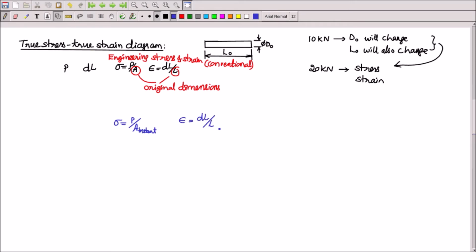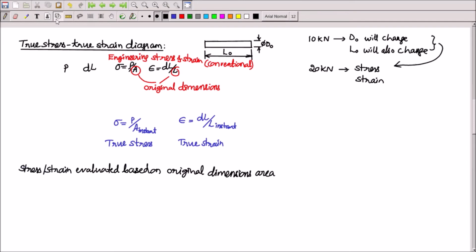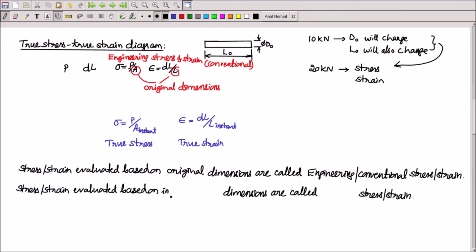Instead of original area and original length, at any load point, if I use the instantaneous values, meaning at that instant what the area is and what the length is, I will get different stress strain values. Those stress strain values are called true stress strain values. So stress or strain evaluated based on original dimensions is called conventional or engineering stress or strain, and stress strain evaluated based on instantaneous dimensions is called true stress or true strain.